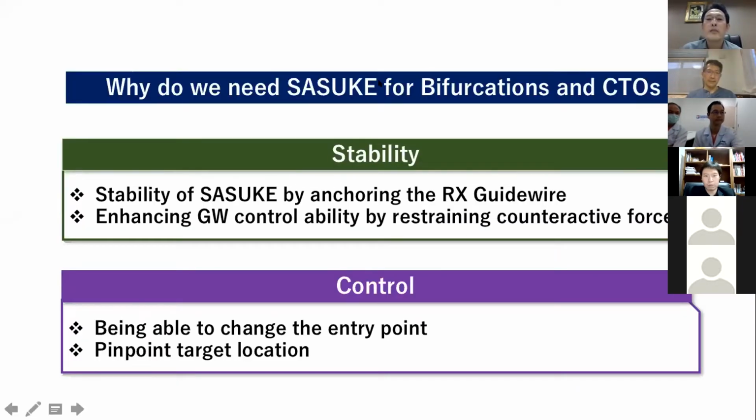So why do we need a Sasuke for bifurcation CTO? The reason is stability, because the Sasuke can be anchored by using the rapid exchange guide wire and enhance guide wire controllability to withstand the counteractive force. And for controlling, you can change the entry point by using the CTO wire over the OTW port and use it as a pinpoint for the target region. So these are two of the reasons why we need to use the Sasuke.